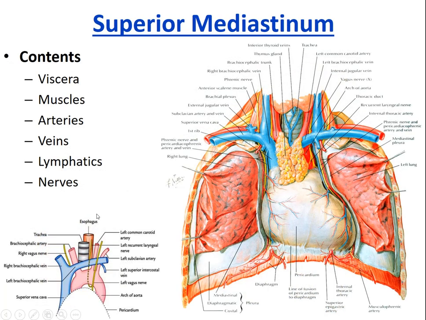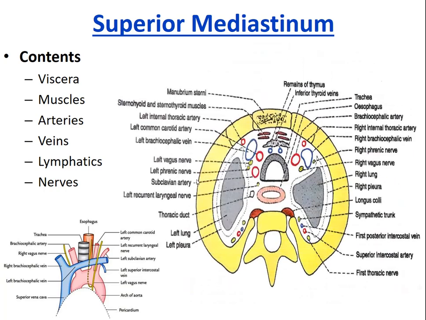Now, what are the contents? It contains so many structures: viscera, muscles, vessels, lymphatics, nerves. So how will you remember? You can remember by the figure that you learned in your first chapter, a transverse section at the thoracic inlet, and that can be asked as a draw and label figure. So let us go from anterior to posterior.